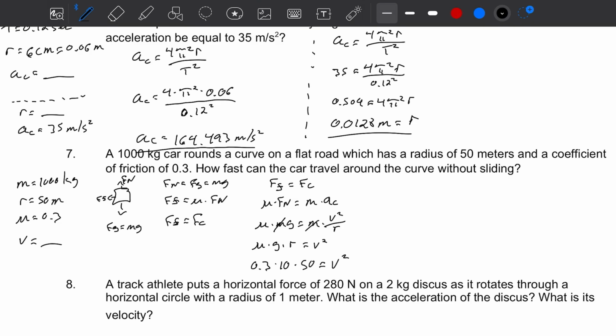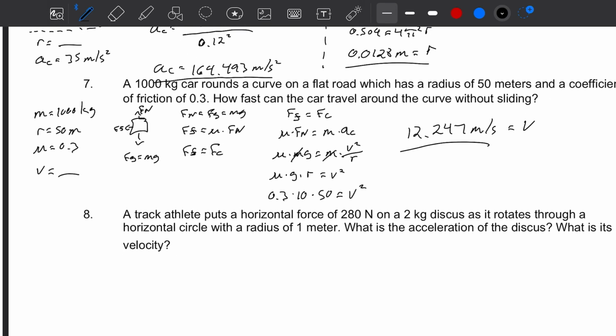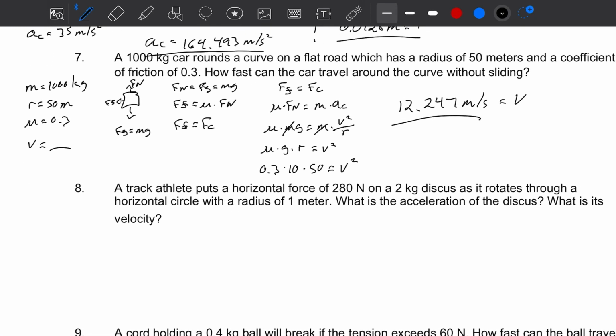So we just need the square root of 150, right? 0.3 times 10 times 50 is 150 is equal to v squared. So let's find out the square root of 150 in our calculators. I got 12.247 meters per second is my velocity. This is the kind of problem we need to be used to. Setting the type of force that is our centripetal force for horizontal circles, set them equal to each other, and just start breaking them down on how you calculate them until you get the variables you're looking for.